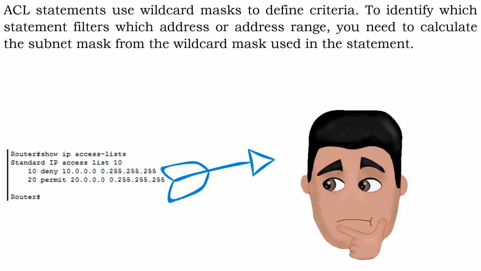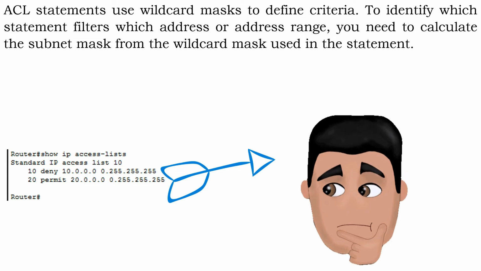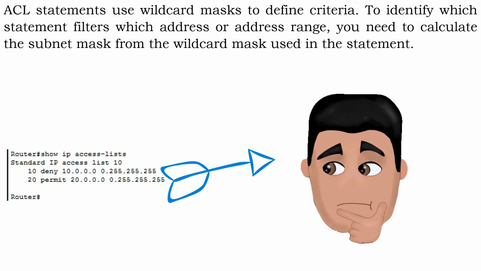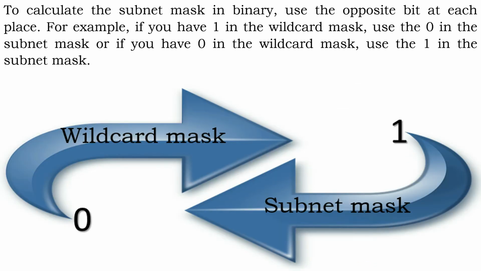ACL statements use wildcard masks to define criteria. To identify which statement filters which address or address range, you need to calculate the subnet mask from the wildcard mask used in the statement. To calculate the subnet mask in binary, use the opposite bit at each place. For example, if you have 1 in the wildcard mask, use the 0 in the subnet mask. Or if you have 0 in the wildcard mask, use the 1 in the subnet mask.